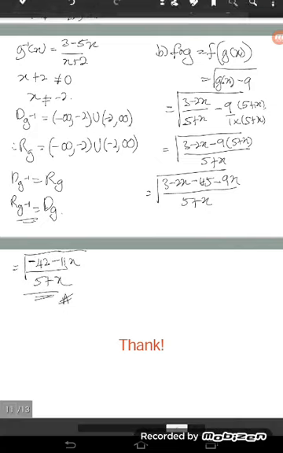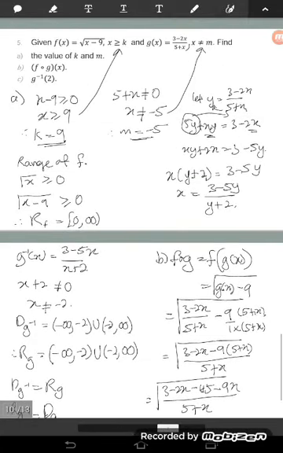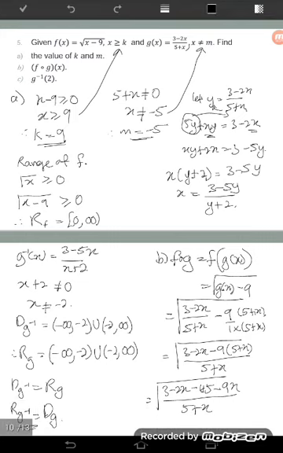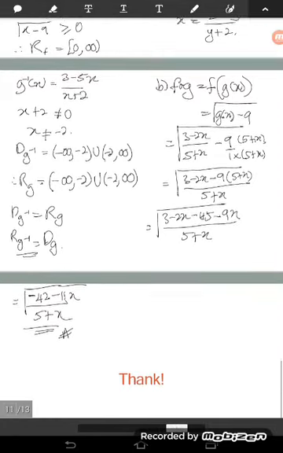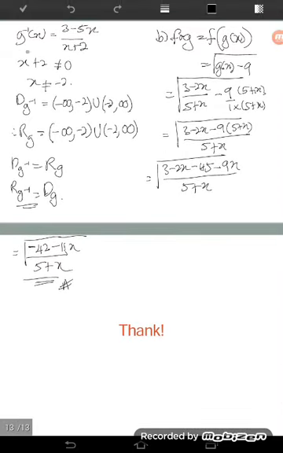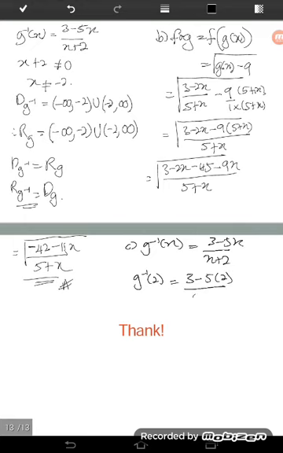Okay, so next C. So C, find the g inverse 2. Okay, so for the g inverse 2, since we already calculate now g inverse, so g inverse is here, this one. So g inverse of x is equal to 3 minus 5x over x plus 2. So g inverse 2, it is equal to 3 minus 5 times by 2 over 2 plus 2. So it is equal to 3 minus by 10 over 4, which is equal to negative 7 over 4.